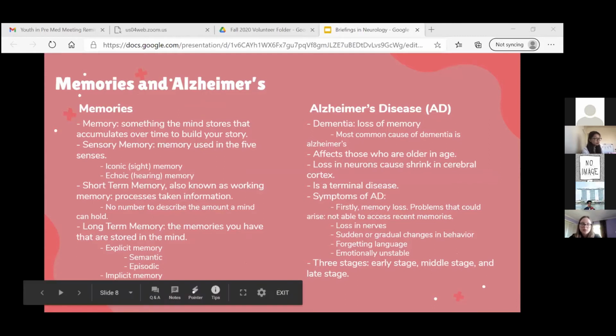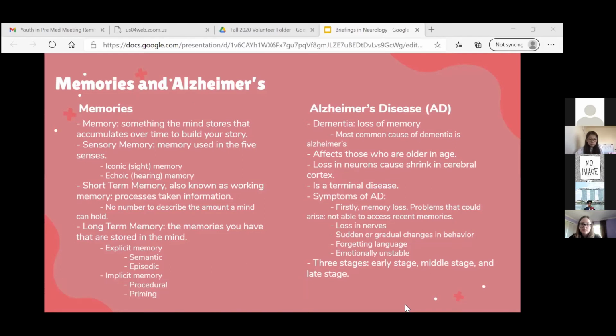Now, in order to understand Alzheimer's, we first must cover memories. Memories are the events and experiences that we live through, and which are saved and stored in the mind. As you grow older, memories build up over time and essentially are the building blocks of what makes you, you. There are 3 major types of memories, which include short-term memories, long-term memories, and sensory memories, each specifically designed for certain situations.